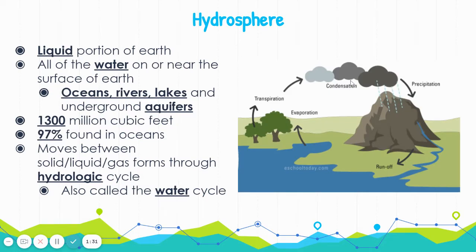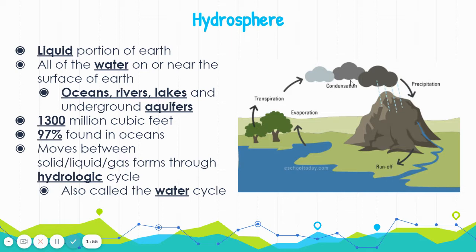The hydrosphere is the liquid portion of Earth. So the hydrosphere includes all of the water that is on or near the surface of the Earth. So that is all the water in oceans, rivers, lakes, underground aquifers. All the water on Earth is part of the hydrosphere. It also includes all of the water vapor that would be up in the air that would eventually become part of the hydrosphere as well.